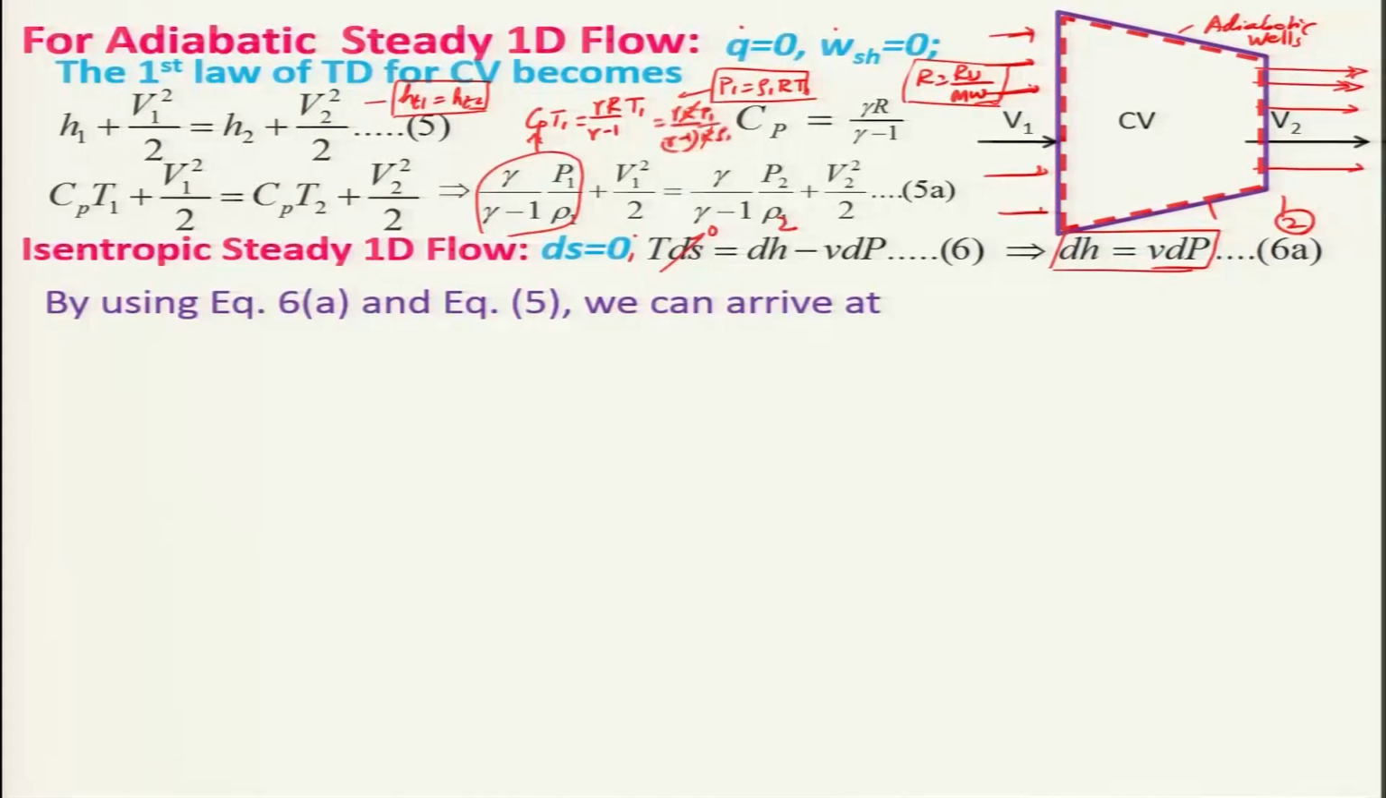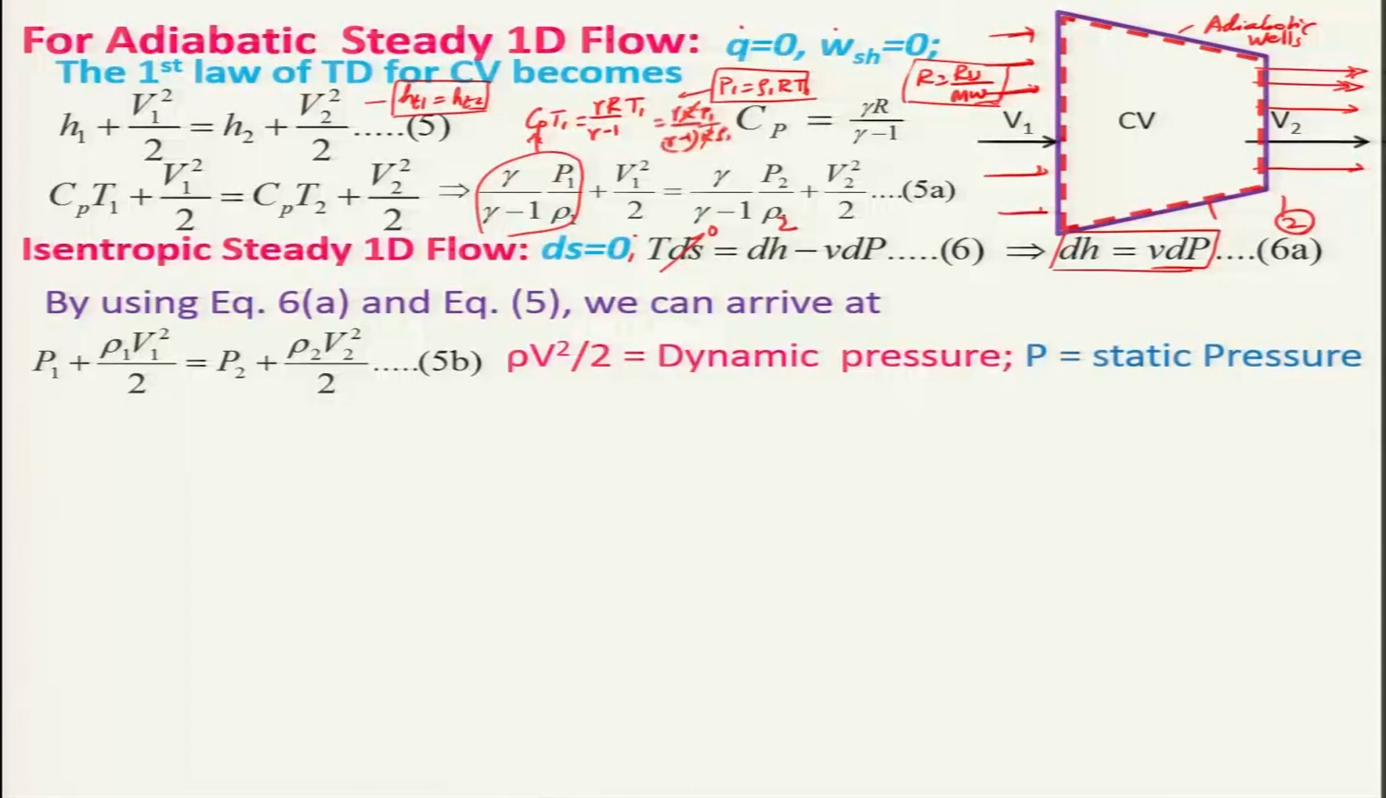You can now use this in equation 5 and arrive at P1 plus rho 1 V1 square divided by 2 is equal to P2 plus rho 2 V2 square divided by 2. You can easily get that, and maybe you can try it out. This expression is very familiar. You might be aware that this is basically Bernoulli's equation, which is valid for an incompressible fluid. Keep in mind, P is the static pressure and rho V square by 2 is your dynamic pressure, and in this case the gravitational effect is not being considered.